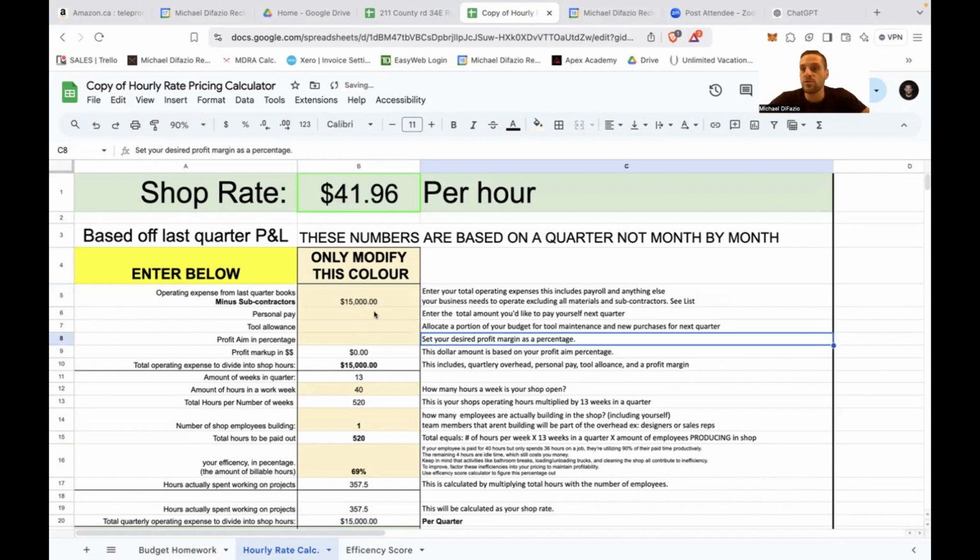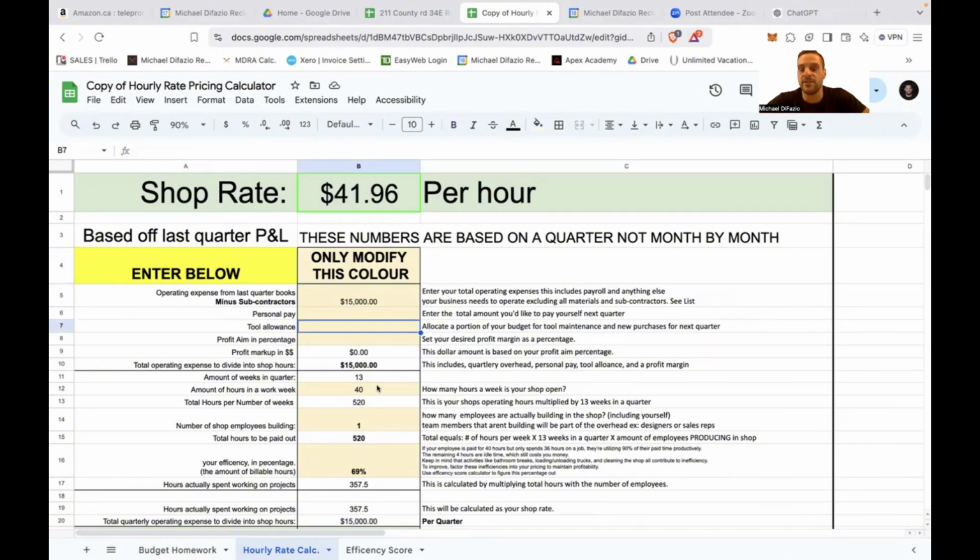Okay. Only modify what is in this color here. There's very clear notes on this. If you guys start modifying any of the other lines, it's gonna be a mess because there are calculations in there, and don't start messing with anything else other than the colors of these boxes. If you do, reach out to me because your pricing calculator will be broken and I will have to send you a new one.